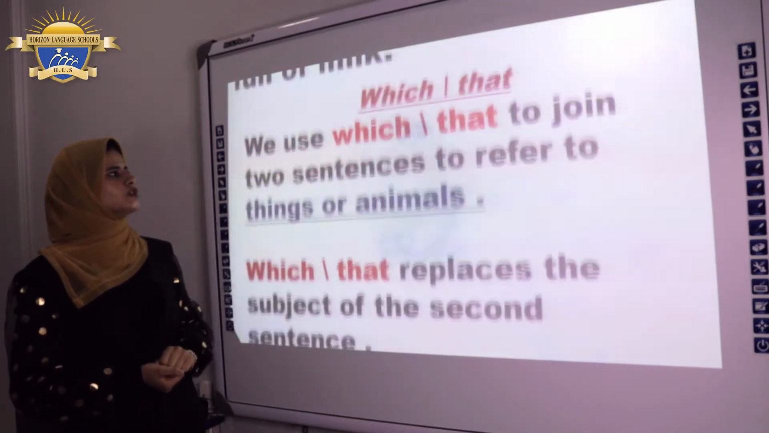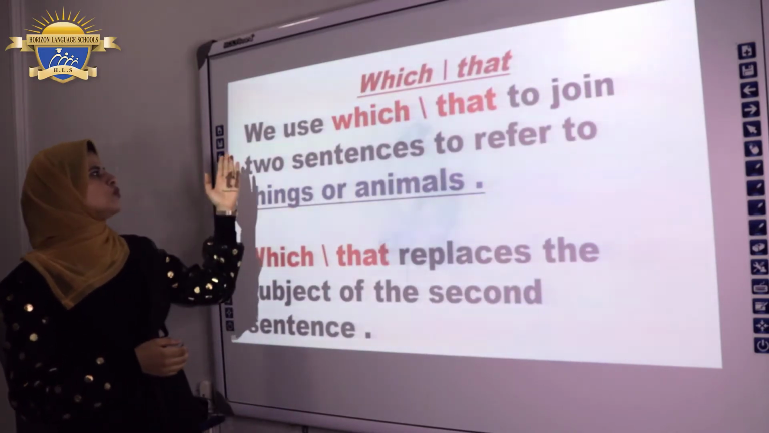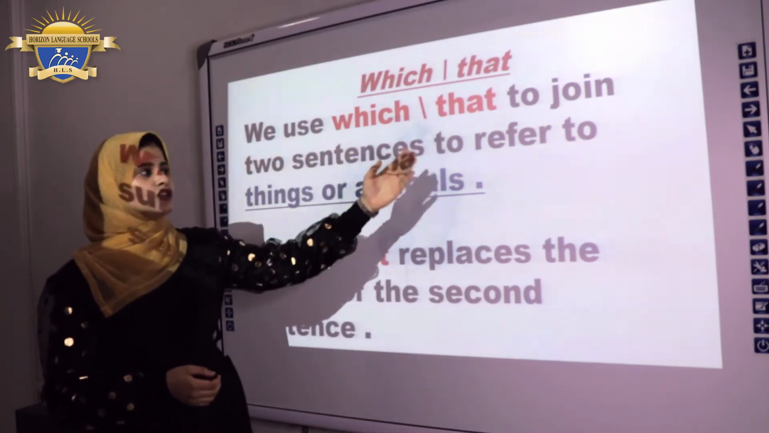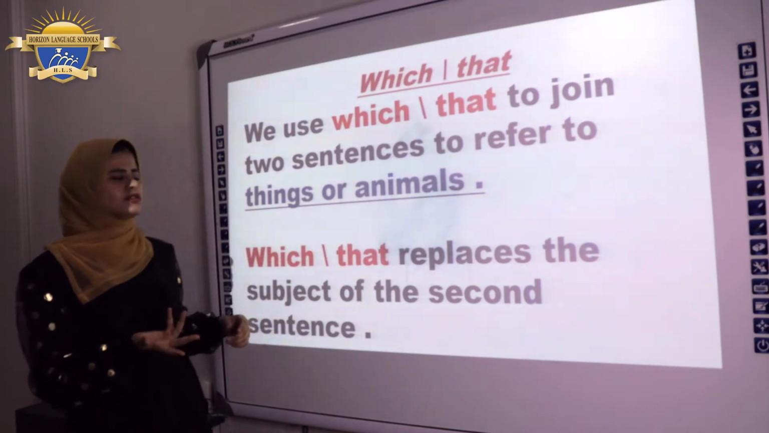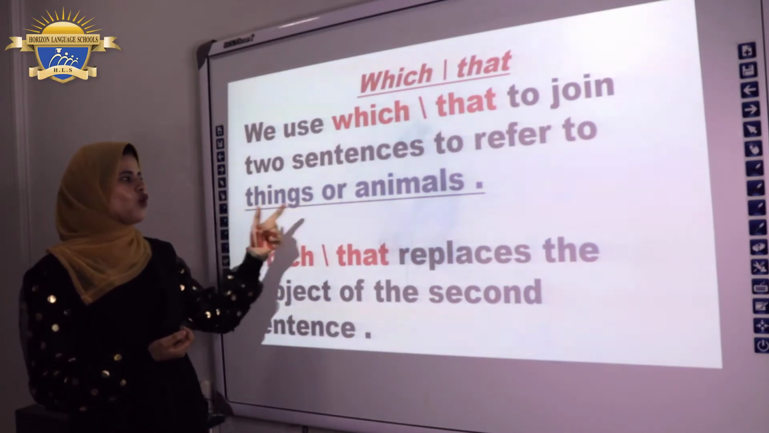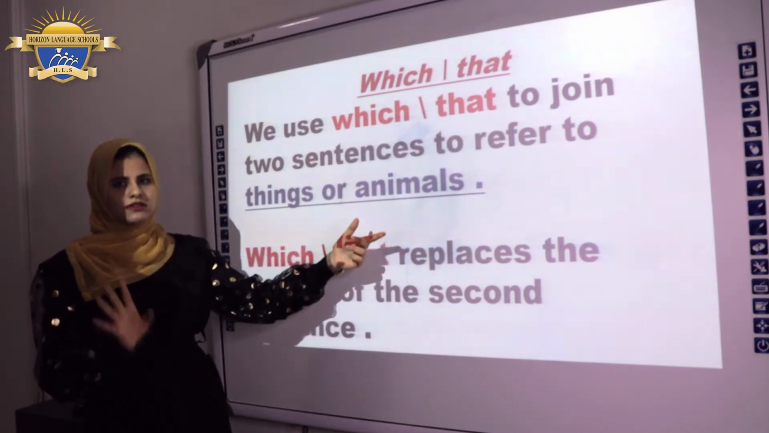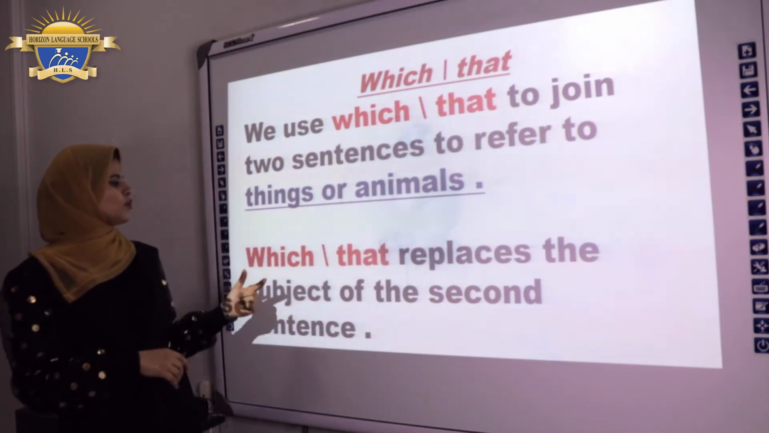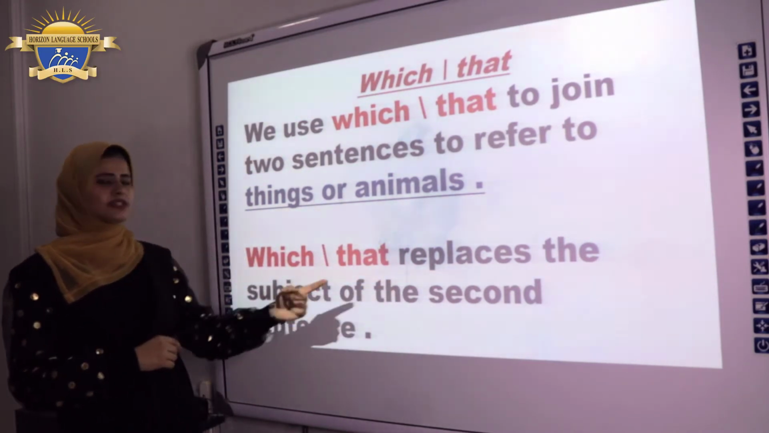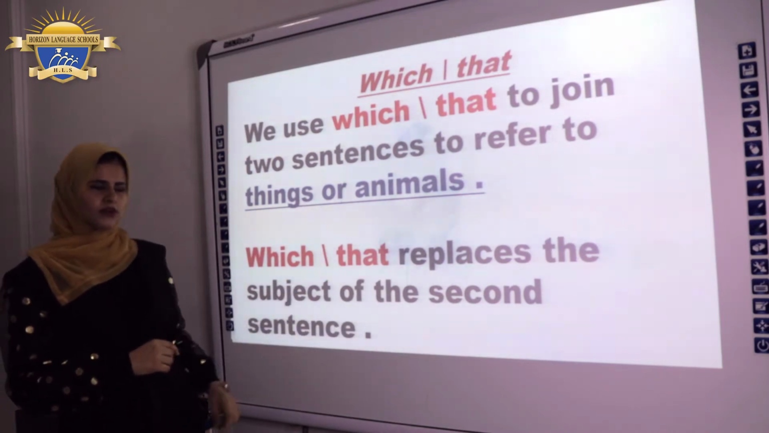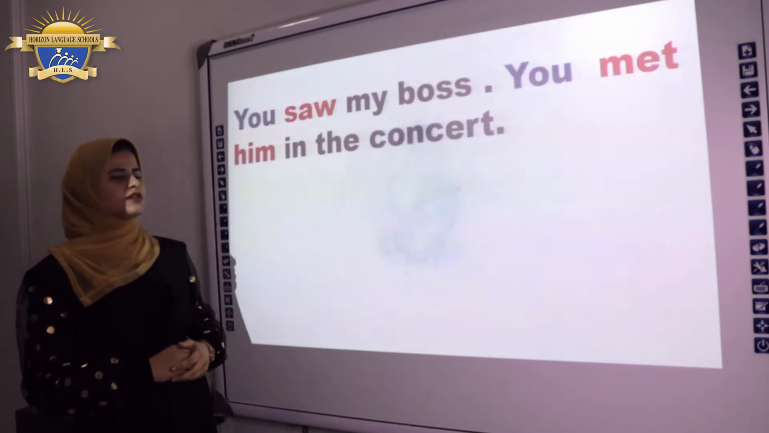Okay. To conclude, we use which or that to join two sentences to refer to what? To refer to things or animals, not persons. Okay? Which or that replaces the subject of the second sentence. Okay? Let's go to another part.